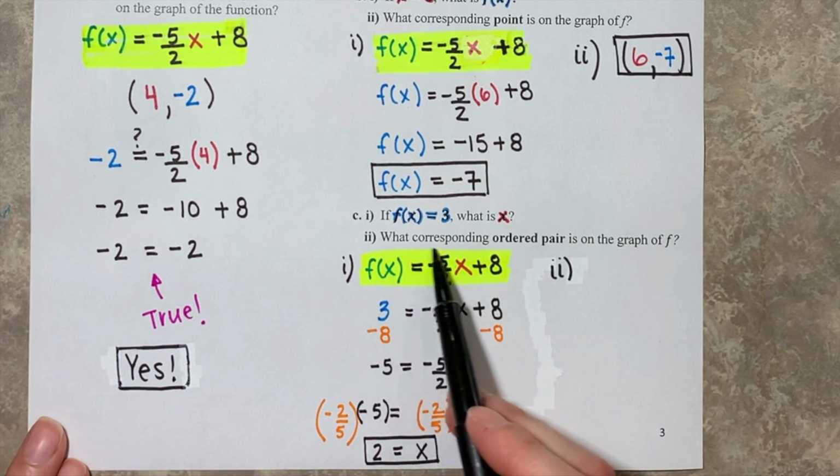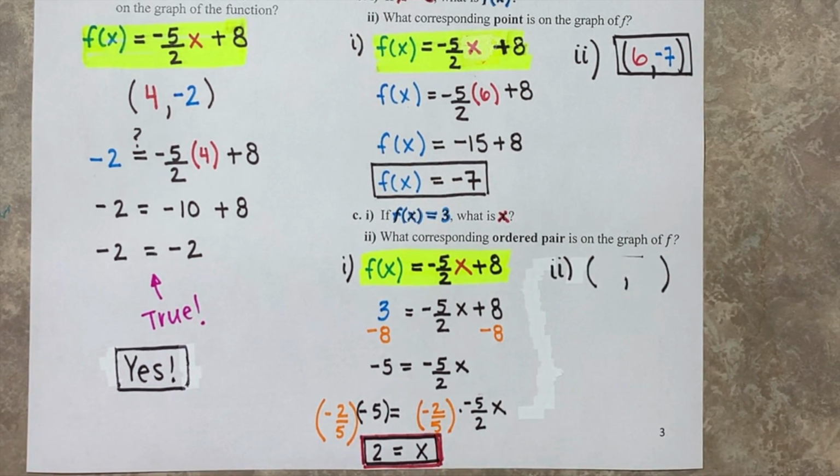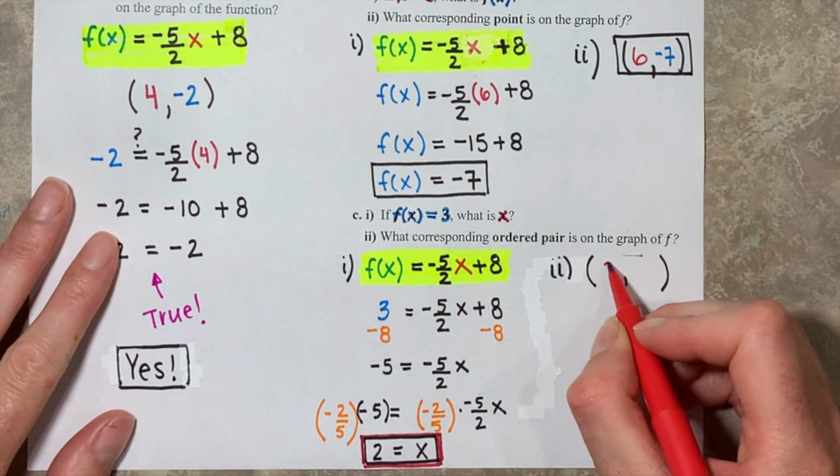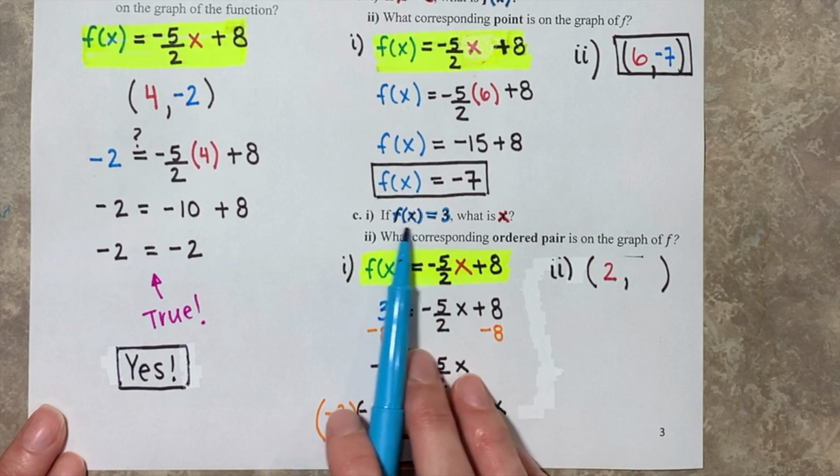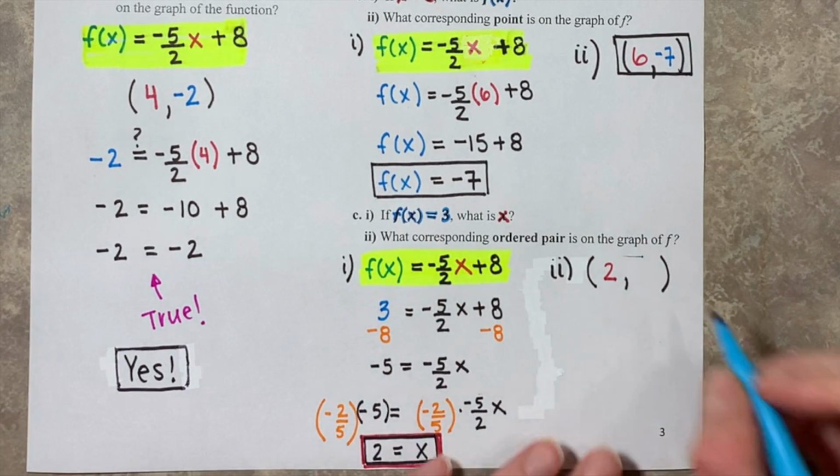Lastly, we want to write the corresponding ordered pair. We found that our x value was 2, and the y value was given when we were told that f of x, in other words y, is equal to 3.